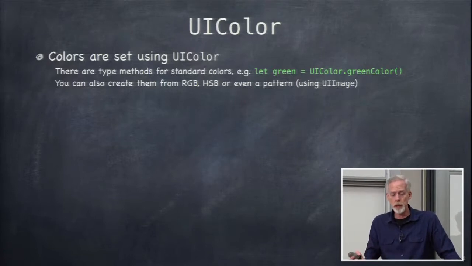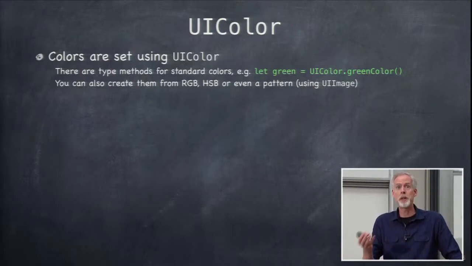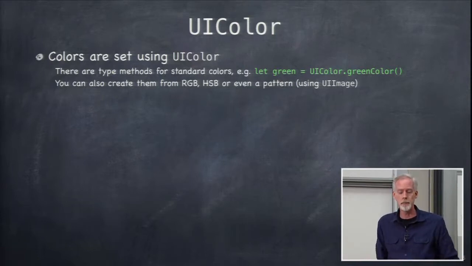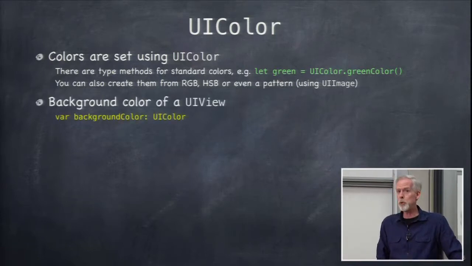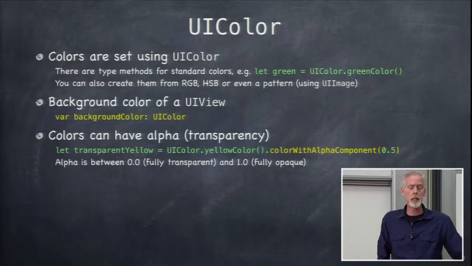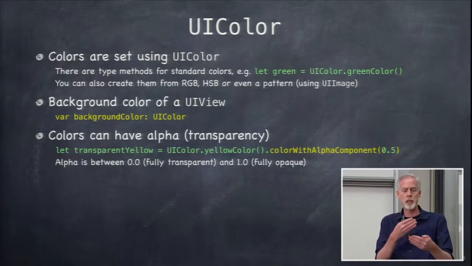color from RGB, red, green, blue, or HSB, that's hue, saturation, and brightness. You can even set your color to be a pattern, so that when you draw with that color, it actually draws some image. Okay, so that's kind of cool. Views have a background color, which you can set on them. Also, colors can be transparent. Okay, they can be see-through, partially see-through.